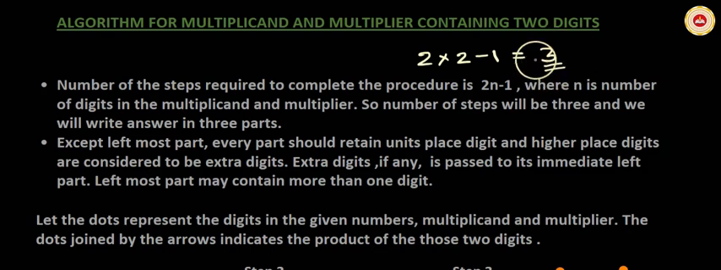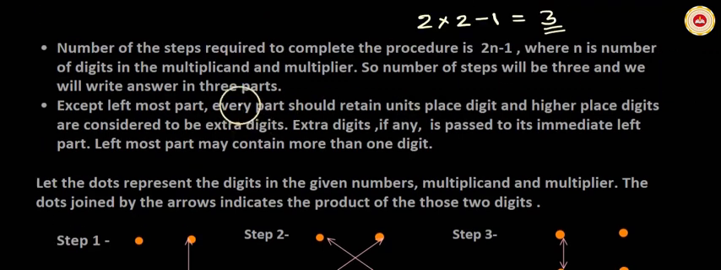Now the next important point is, except the leftmost part, every part should retain the units place digit and higher place digits are considered to be extra digits. Extra digits, if any, are passed to the immediate left part. The left part may contain one or more than one digit. So friends, let us first understand this concept of extra digits and passing of extra digits.